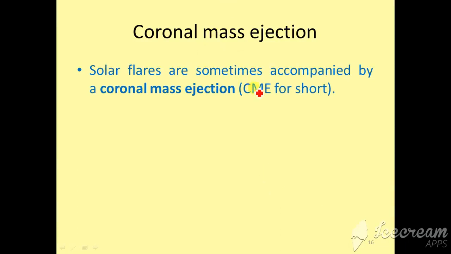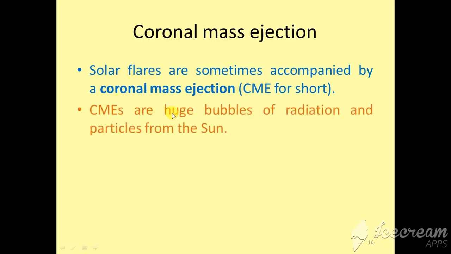Coronal mass ejection (CME). Solar flares are sometimes accompanied by a coronal mass ejection. Basically, this event happens with the solar flares. What is the meaning of coronal mass ejection? Coronal mass ejections are huge bubbles of radiation and particles from the sun, like solar winds.